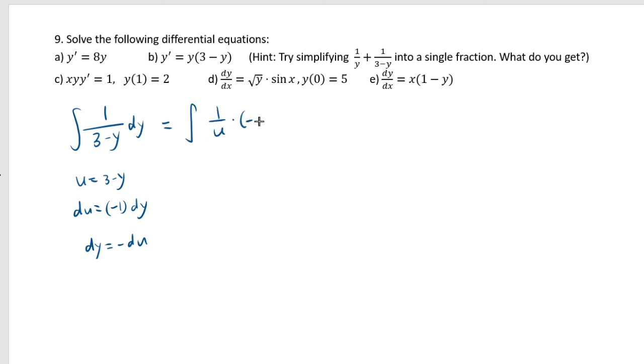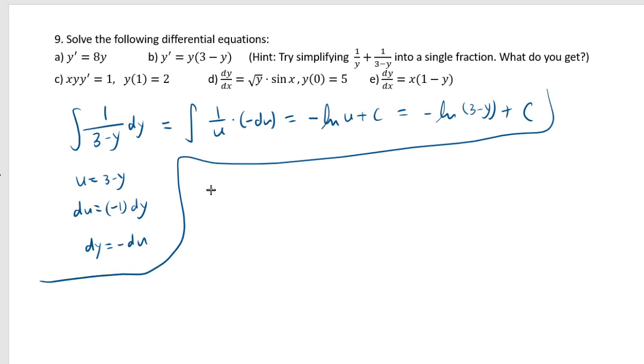times negative du, and 1 over u just integrates to ln of u, right, with the negative 1 being a constant multiple, so that can be brought outside. So it's negative 1 times ln of u plus c, where ln of u is ln of 3 minus y. Okay, so knowing this, now we have a full description of what the integral of 1 over y times 3 minus y is.